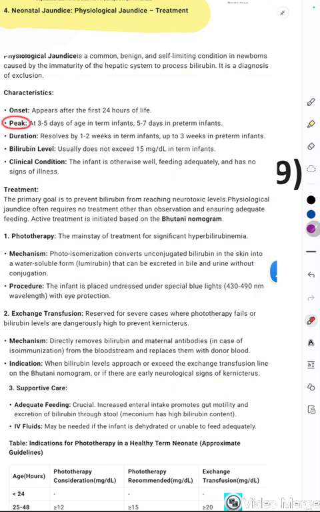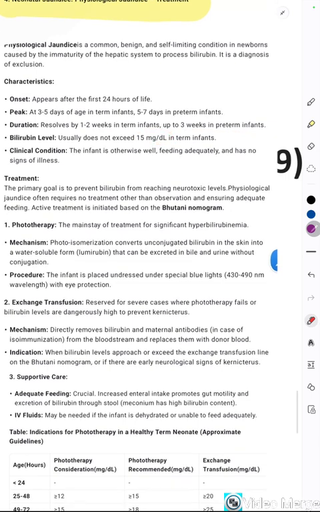Then it peaks at around 3 to 5 days of age in case of term infants, in preterm about 5 to 7 days. Then it remains for up to 1 to 2 weeks in case of term infants and resolves by 3 weeks in case of preterm infants. Bilirubin levels usually do not exceed 15 milligrams per dL in term infants. The clinical condition is the infant is otherwise well, feeding adequately, and has no signs of illness.